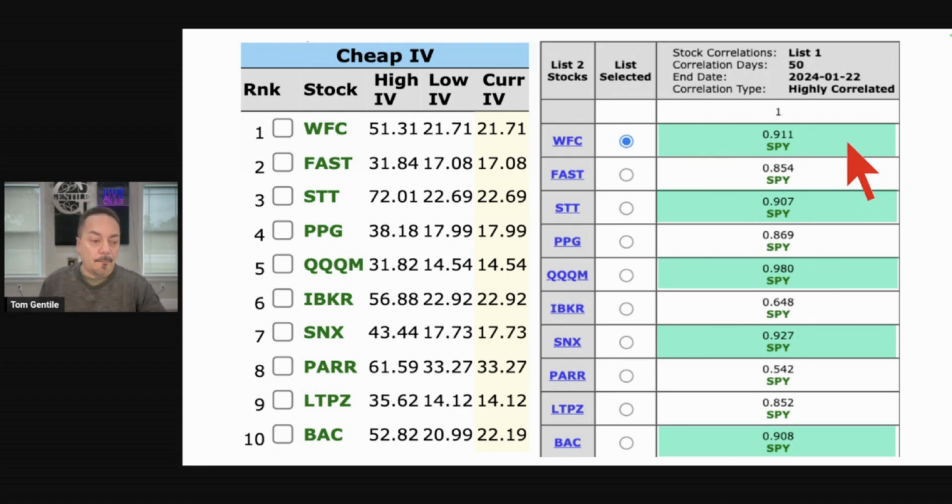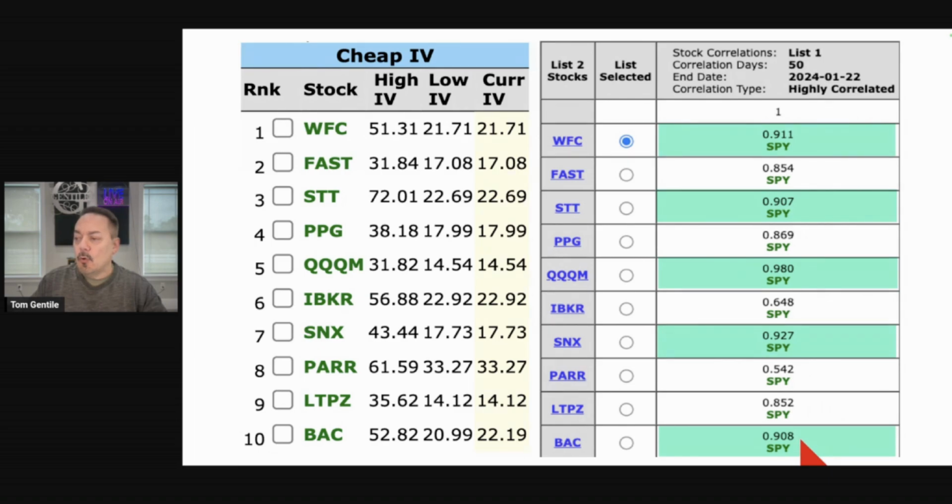So if I am bullish on SPY, then WFC, if it continues to run, this is the last 50 days correlation I did. And so if correlations are any sign of where things are likely to go, there's no guarantee. But if they are, Wells Fargo looks good. STT was also a 90% correlation. Look at, obviously, QQQM, 98% correlation to SPY. Then you've got SNX, 92%. And all the way down here at the bottom, Bank of America is over 90%.